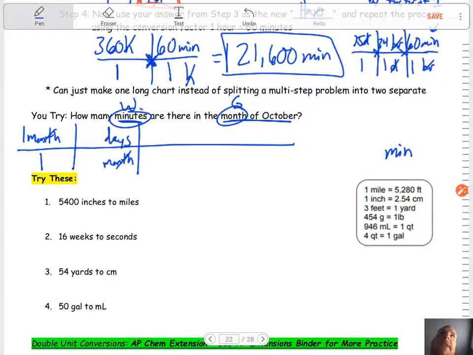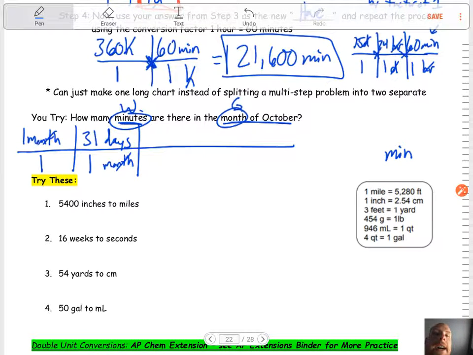How many days are in October? Well, think the old rhyme, right? 30 days has September, April, June, and November. All the rest have 31 except for February. So there's 31 days in that 1 month. Note how month has been canceled out, so that's no longer our unit. Well, is days the unit I'm trying to get to? No, so I'm going to go to the next one.